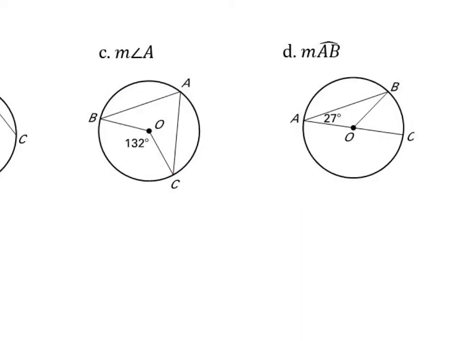For the next problem, once again, I'm looking for an angle measure. So I'm looking for the measure of angle A. Appears to be an inscribed angle. Now, let's focus on what we're given. I'm given the measure of angle BOC, which is a central angle, which tells me right away that this arc BC has to have the same measurement. It's going to be 132.